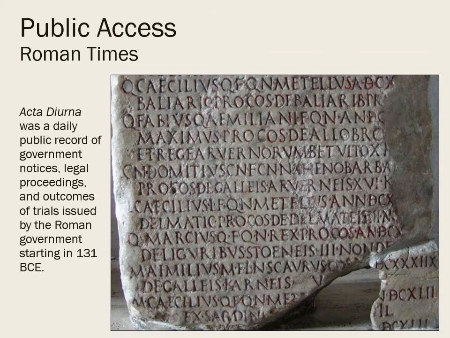While the concept of public access to the government is new in the modern world, back in Roman times, and by that I mean the Roman Republic before it became the Roman Empire, the government actually required the publication of a daily public record called Acta Diurna, or daily acts. It included government notices, legal proceedings, outcome of trials, things like that. It operated a lot like today's Federal Register. And the Roman government issued this daily record starting in 131 BCE. So in Roman times, there was a surprising amount of public access, at least during the Republic.